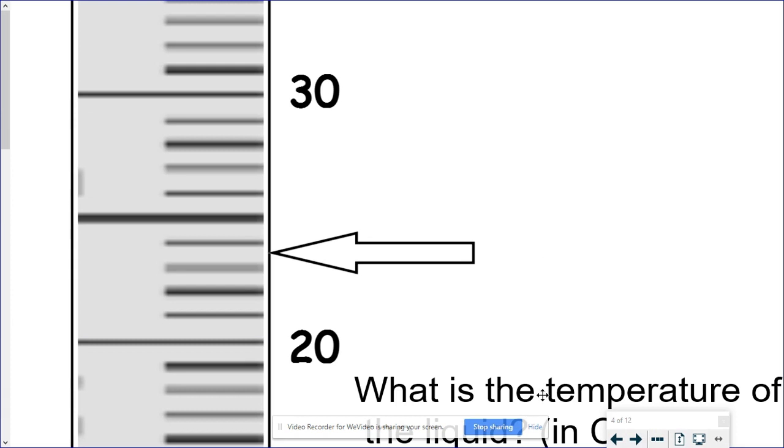Here's a thermometer. We have a Celsius scale here. We have 20. This would be 25. This would be 30. So we're estimating the temperatures here. So 20, 21, 22, 23. It's somewhere between 23 and 24 degrees. I would say 23.5. You could say 23.6. They would both be accepted because that last digit is estimated.